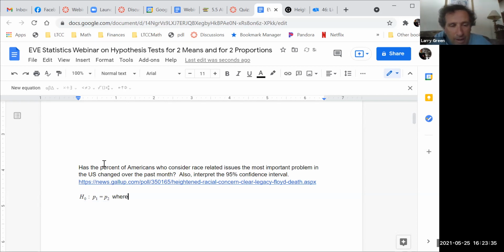And let me write where P sub 1 is the population proportion this month. Okay, I'm not going to write the whole thing, but the population proportion of Americans who consider race-related issues the most important problem in the United States this month. Any questions on that?